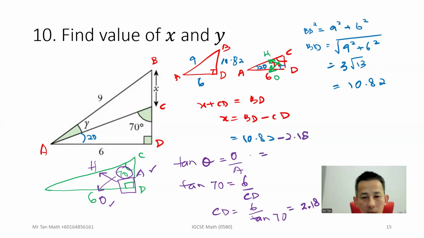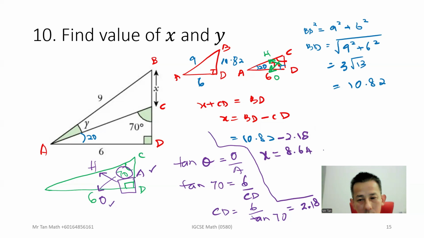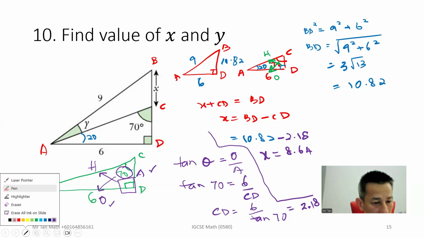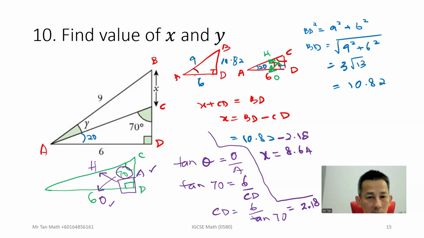Okay. So minus 2.18. So your X is equal to 10.82 minus 2.18, 8.64. Okay. So now the Y. Y, want to calculate this angle. Have to change another color. Okay. So Y is this angle.